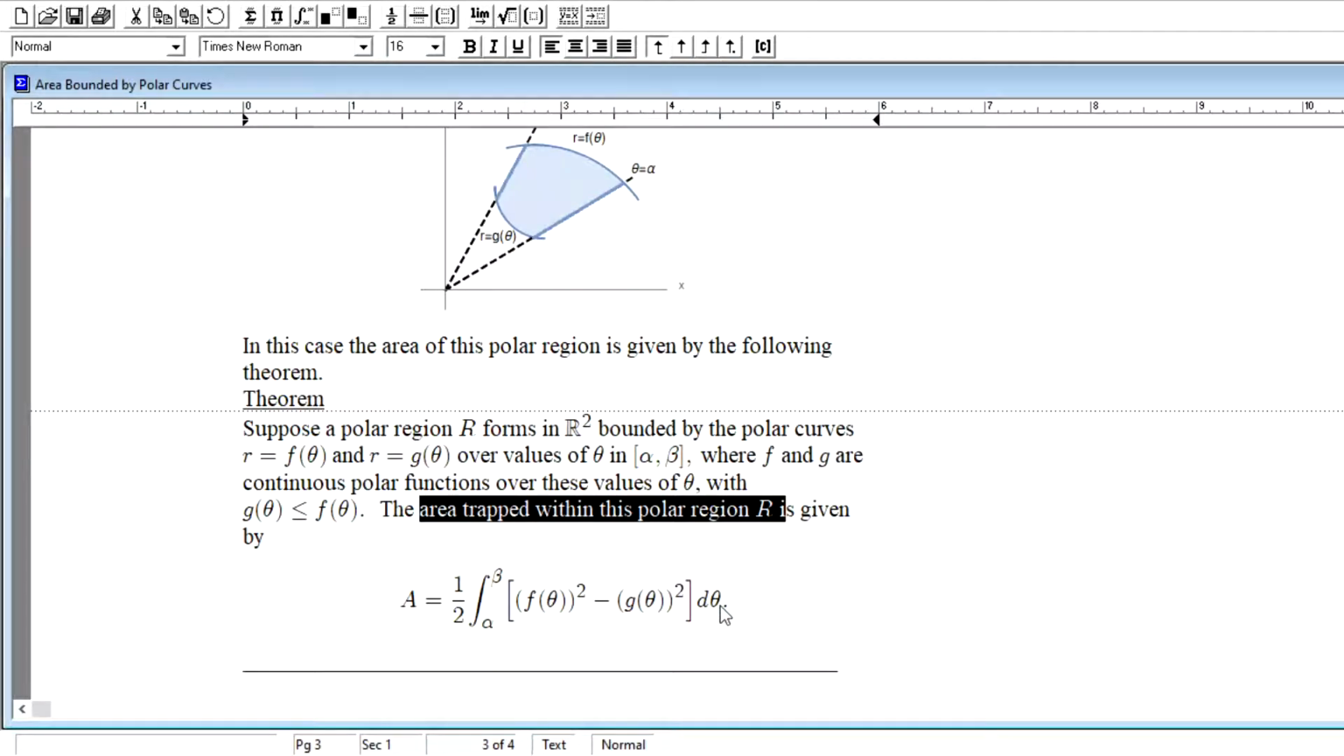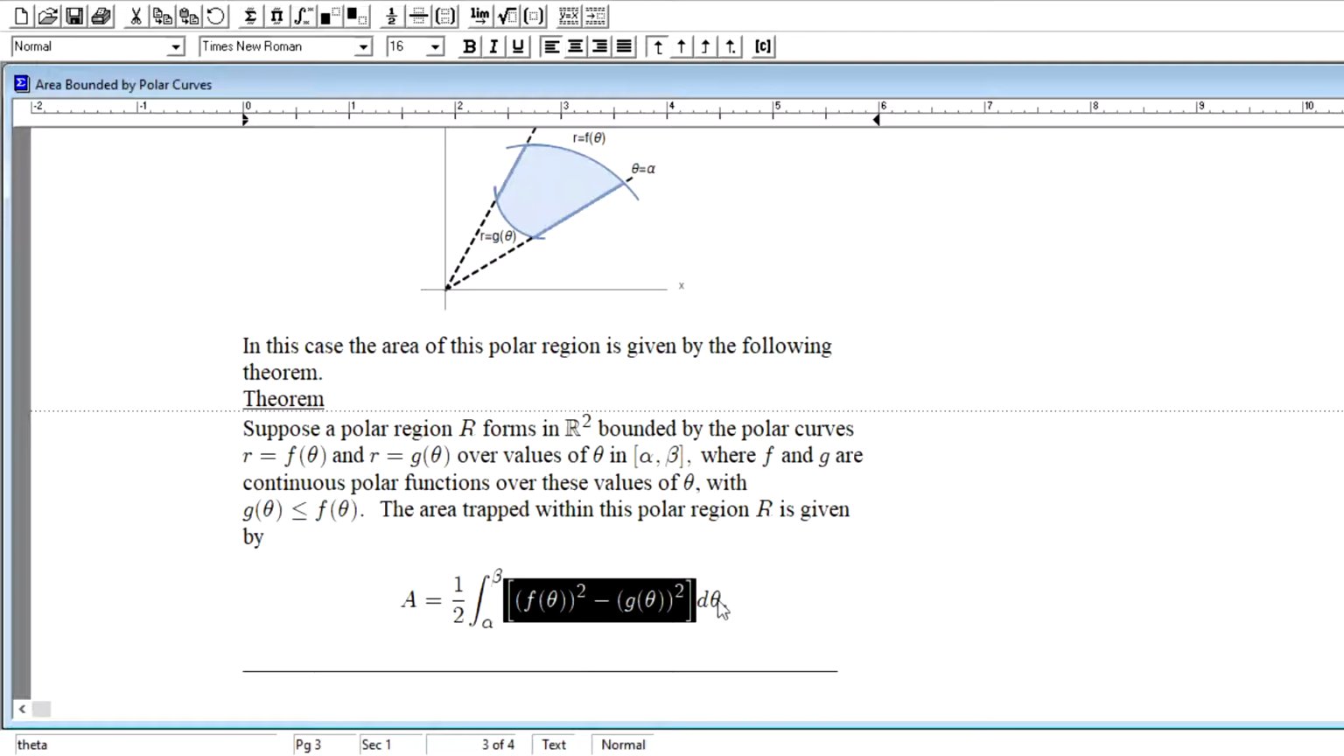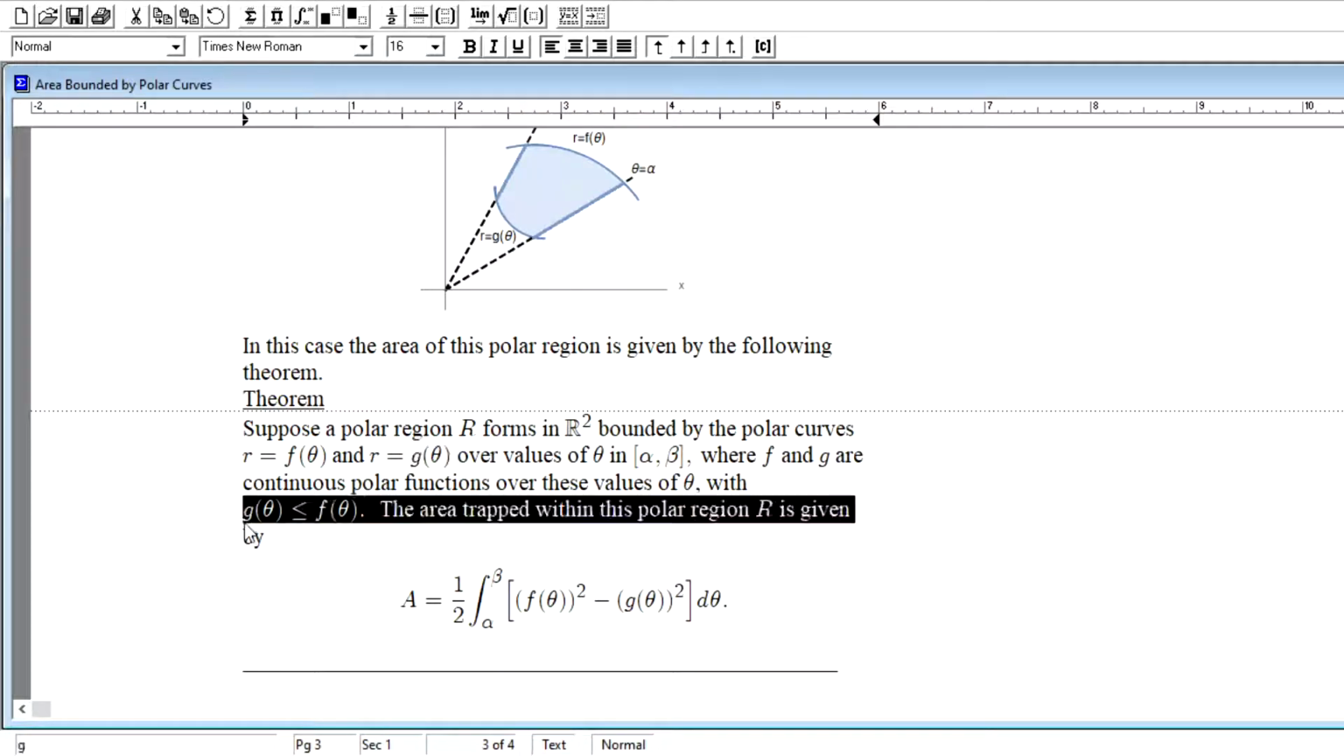now this might look a little familiar, at least some aspects of it will. It is going to be 1/2 the integral from alpha to beta for this integrand with respect to theta, where you'll notice within the integrand, we are taking the difference of the squares of our two polar functions, where polar function f of theta is bigger than and comes first in the difference, minus the square of g of theta, where g of theta is less than or equal to f of theta.